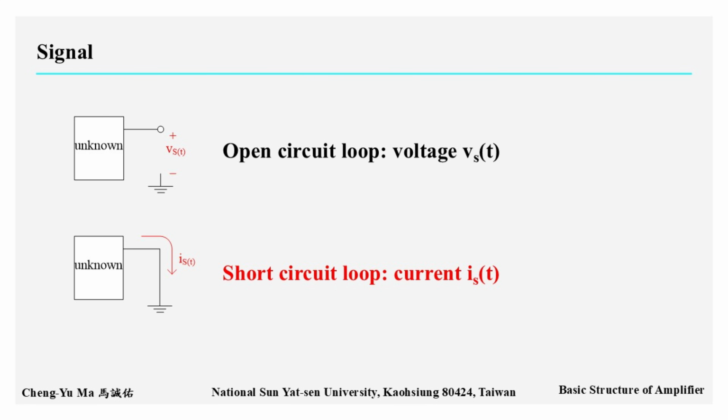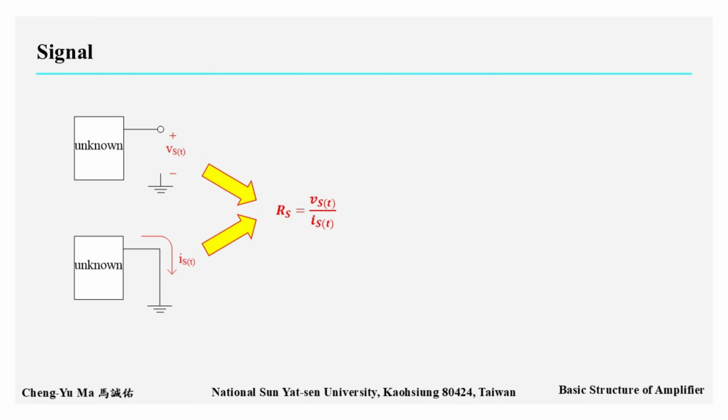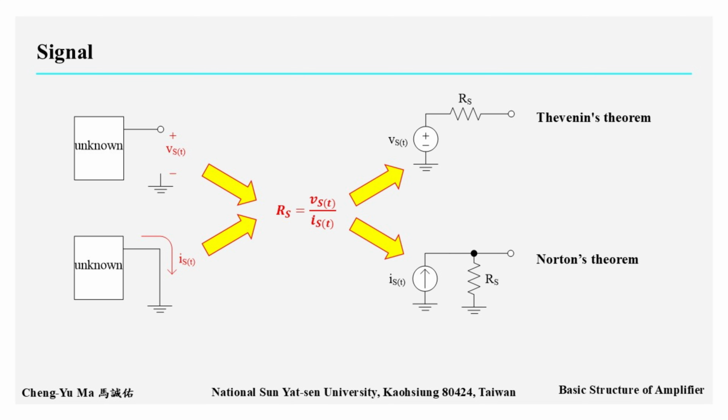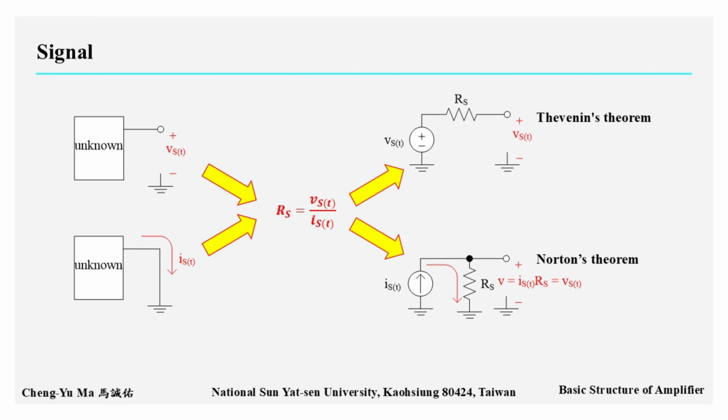Using a short circuit to find the current means grounding the output terminal of the signal source. Then, measure or calculate the current signal flowing out of the output terminal. This is the short circuit current signal source, Is. Then, divide the open circuit voltage source, Vs, by the short circuit current source, Is. This gives the signal resistance, Rs. Once we have Vs, Is, and Rs, we can obtain either the Thevenin equivalent circuit or the Norton equivalent circuit. You can try calculating this yourselves.